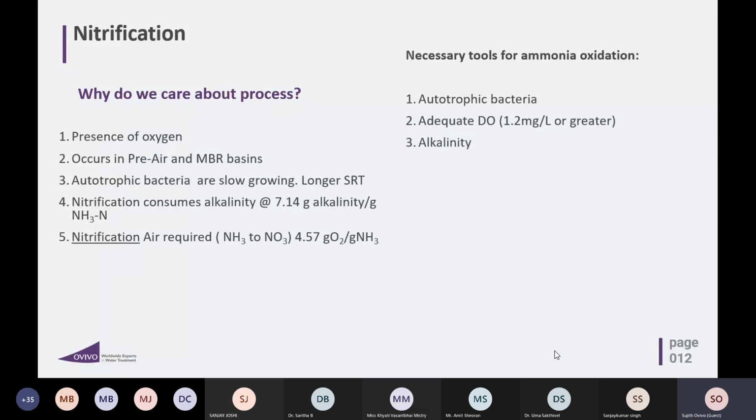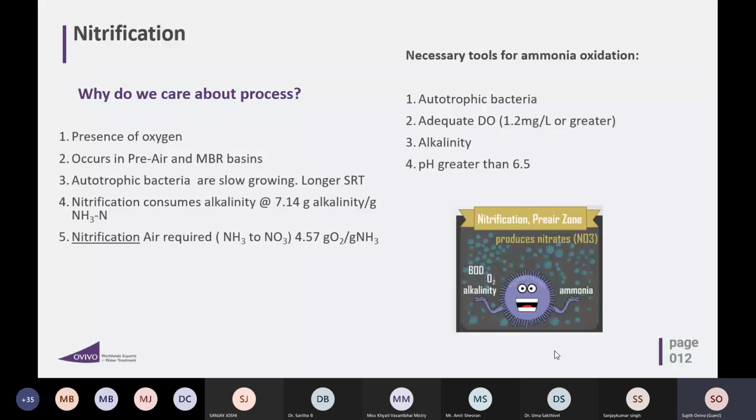And alkalinity, because nitrification consumes alkalinity, so you need to make sure that you have sufficient alkalinity. And pH, definitely, because when nitrification occurs, if there is not sufficient alkalinity in the influent, your pH will go down below 4 or 5. When the pH goes down below 4 or 5, it definitely affects the bacteria. Bacteria cannot work. It will practically get lysed. So this is the nitrification process.